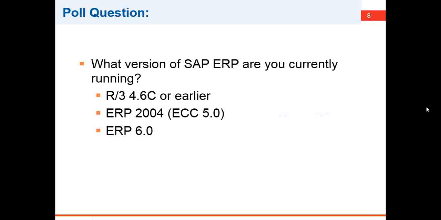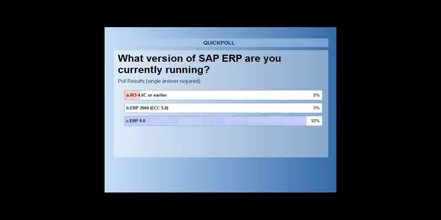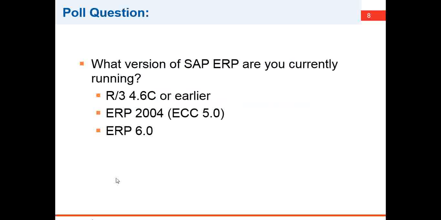Okay, let's see the results. So 92% of the audience is running ERP 6.0. That's a good thing. But 8% of you are running 4.6C or earlier. So in order to take advantage of the functionality we're going to be talking about here in this webinar, you're going to need to upgrade to ERP 6.0.